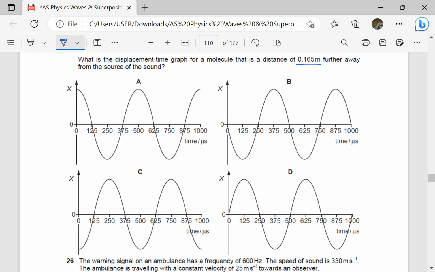Therefore, this one is not going to be correct. This one is not going to be correct. This one is not going to be correct. A new wavelength similar to the one that we had would be starting. Therefore, the answer is going to be D.